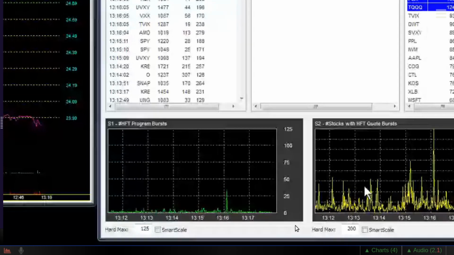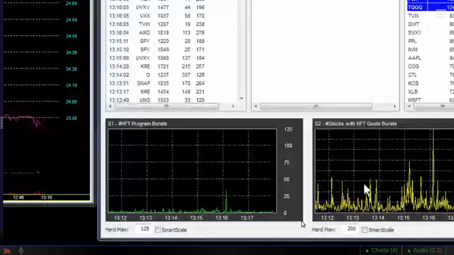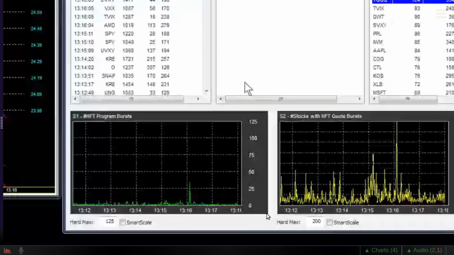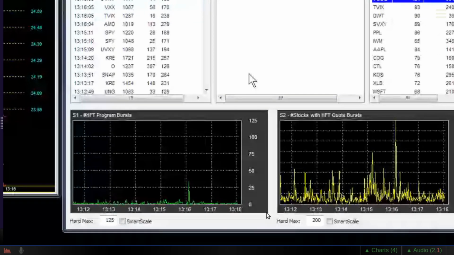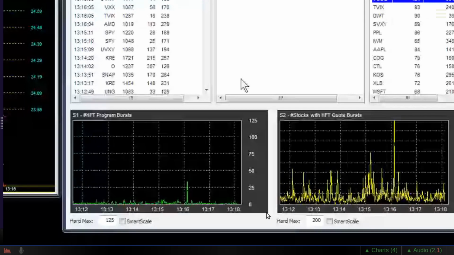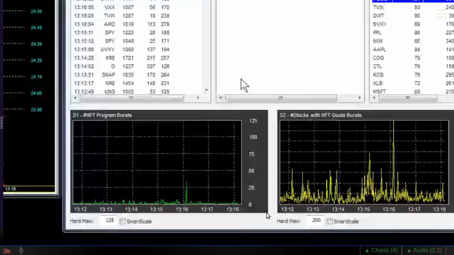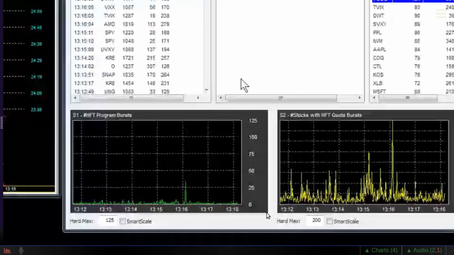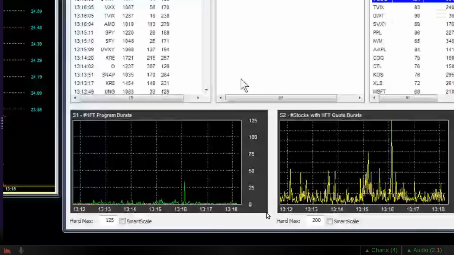Now, here's something else that people have to understand. All of these notions that people have about how evil algorithms are and that they're gaming retail and they're doing this and they're doing that to take advantage of this or take advantage of that, and that there's no liquidity out there.